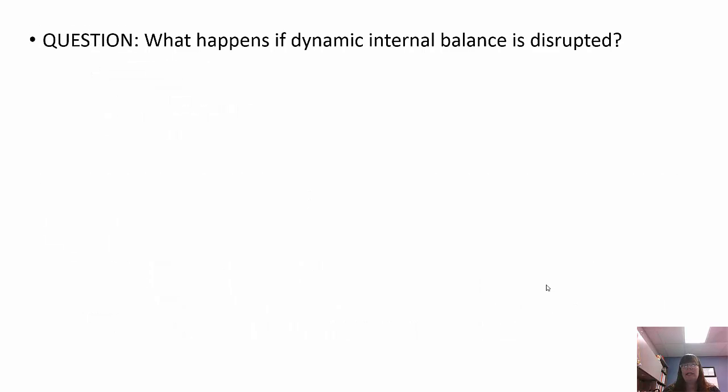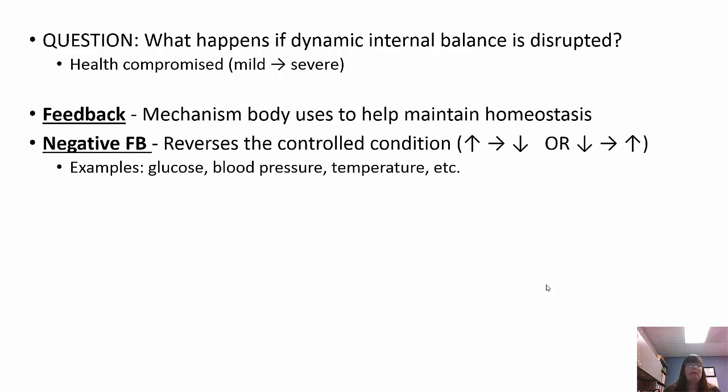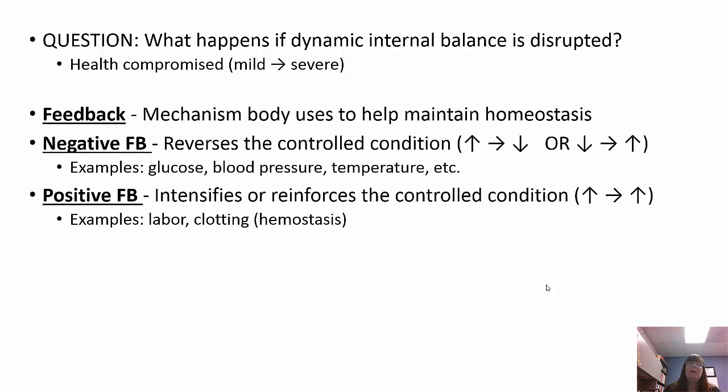So, what happens if dynamic internal balance is disrupted? Your health is compromised. It can be anywhere from mild to severe. So you could be talking about you have a cold, or you could talk about kidney failure. So there are many things in between. So how do we maintain homeostasis? Well, we have feedback mechanisms. We have negative feedback mechanisms and positive feedback mechanisms.